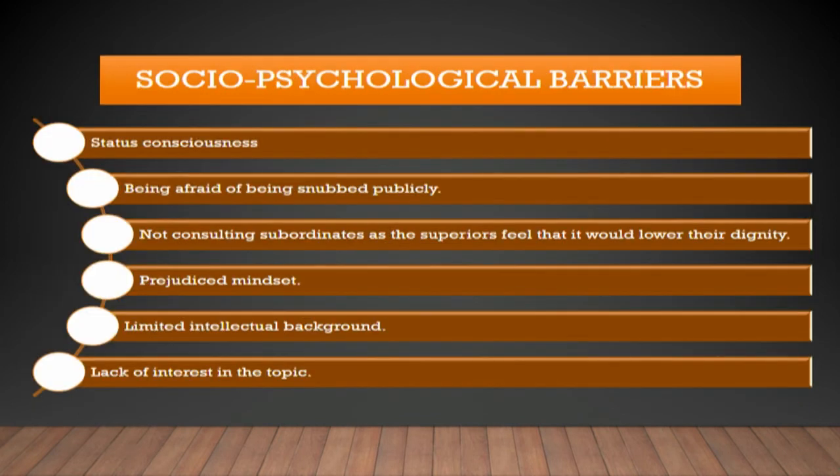These are socio-psychological barriers. The first is status consciousness. If I think that I am a very big person, or if I carry a lot of ego with me, communication does not happen that way. Being afraid of being snubbed publicly. See, with most of your students, what happens is they don't speak in the classroom, but as soon as they meet you in private, they would talk about their problem. That is because they are not confident enough and they believe that people would laugh at them and they would be snubbed publicly, and therefore it is not most of the times that your student speaks in the classroom if he or she is not confident enough.